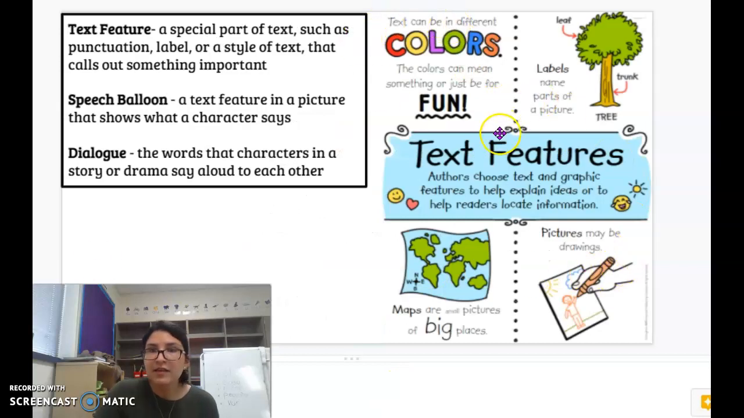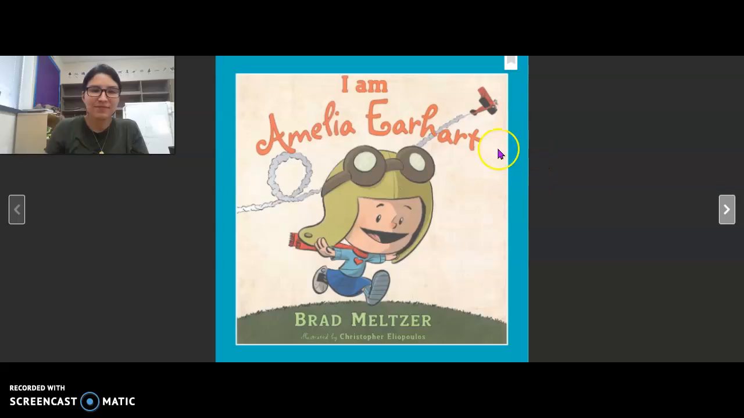Let's go ahead and look at an example of a story and see if we can find these text features: text that is in color, some labels, pictures, and maps. All right, so here is the story. I am Amelia Earhart. Notice how the text right here is bigger and it's in color.